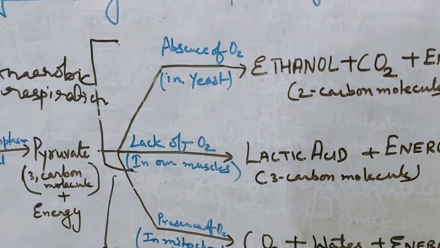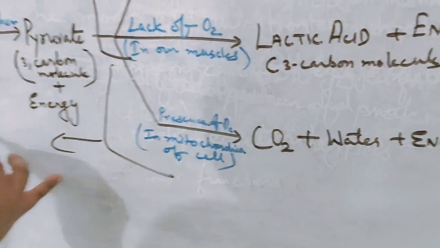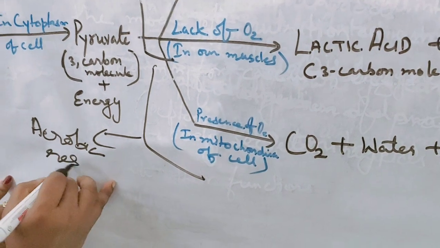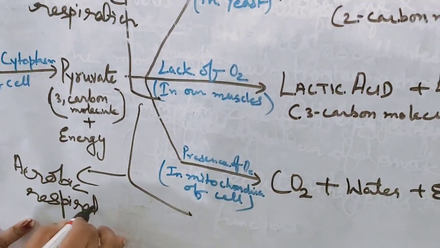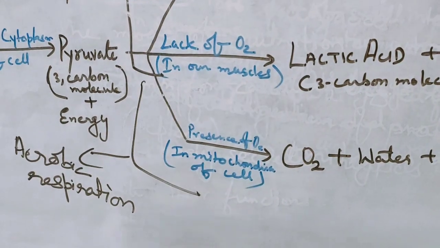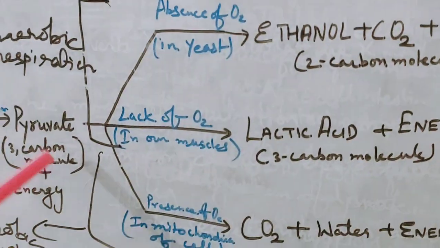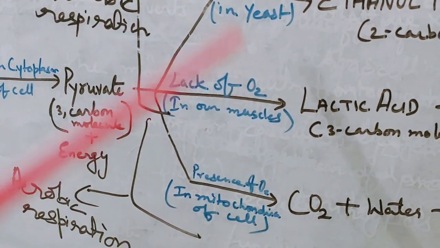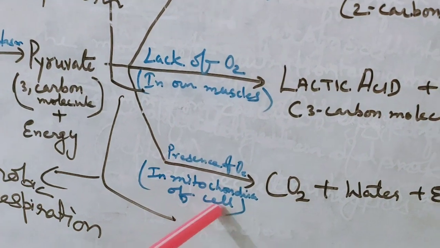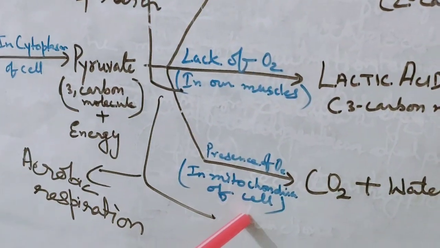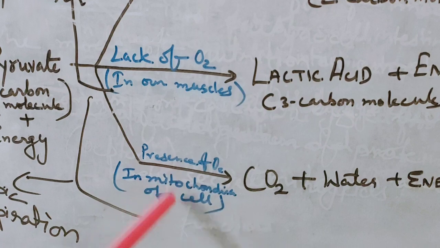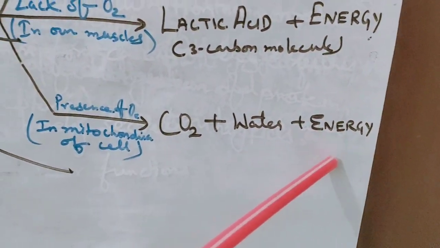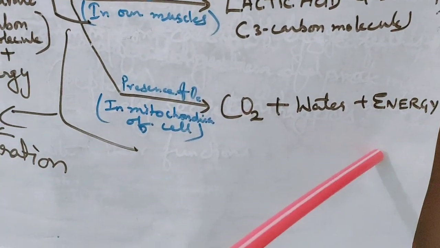whereas this is aerobic respiration, which occurs in the presence of oxygen in our body. Breakdown of glucose occurs in the cytoplasm of the cell, whereas this breakdown of pyruvate occurs in the mitochondria of the cell, where the energy released is trapped further. It forms carbon dioxide, water and energy. Generally, it releases 38 ATP of energy.